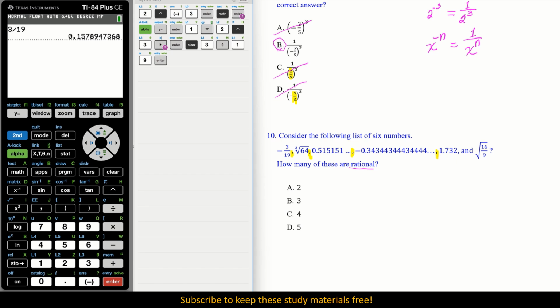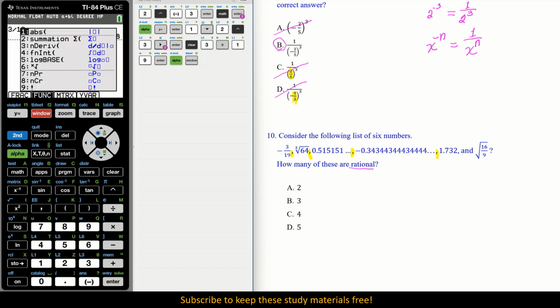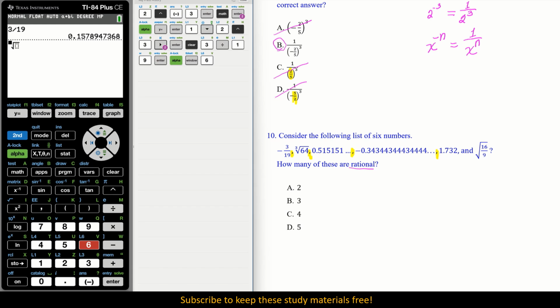The next number, the cube root of 64. Well, let's give it a try. I'm saying it's a whole number, but let's prove it to ourselves. So let's say alpha window. We need number 6. Pop in your 3, arrow over, 64, push enter. I was right, whole number. So that one's in the count.